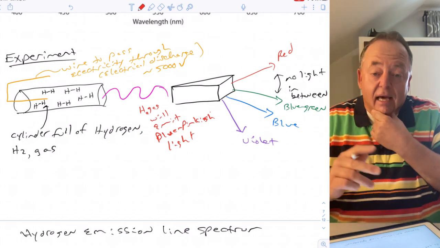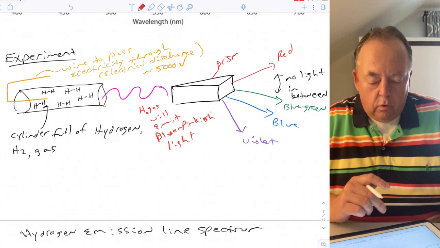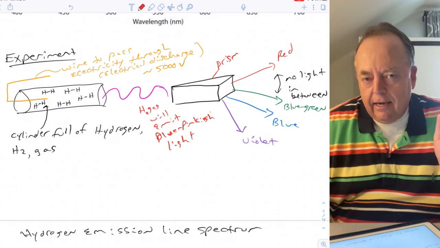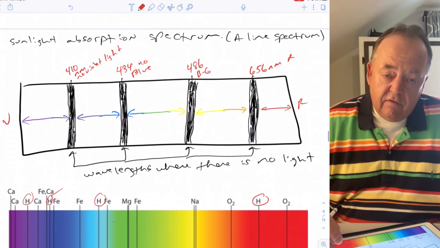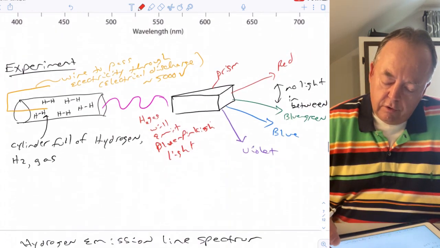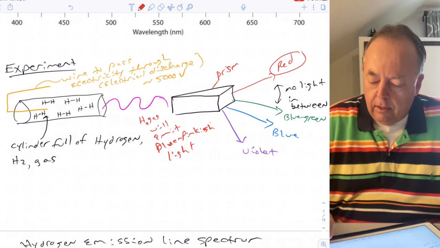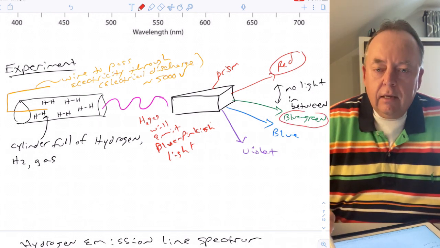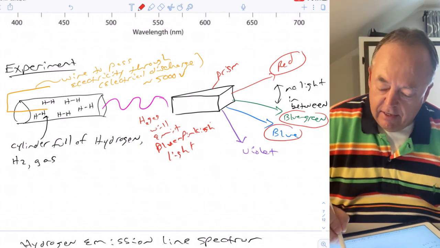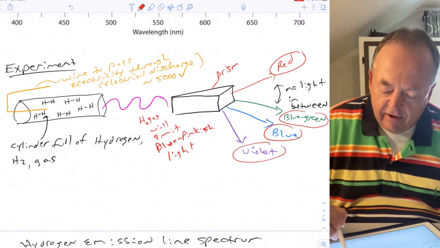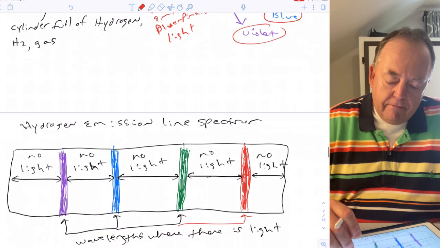Now if we take that light and pass it through a prism again, the prism will separate that light out into its components. Basically what you see is the opposite of this. You see regions where there's no light, but you see a red light line come out, and then no light, and then a blue-green light come out, and then no light, and then a blue line come out, no light, and then a violet line come out. That's what's known as the hydrogen emission spectrum.